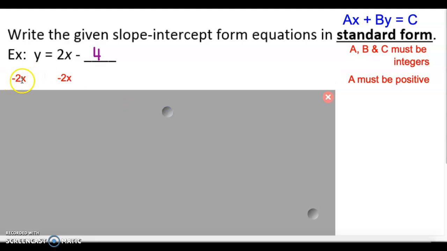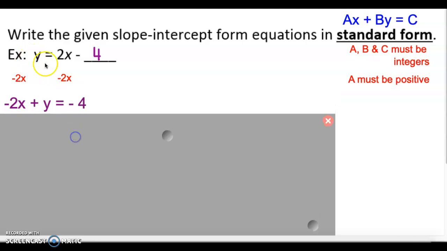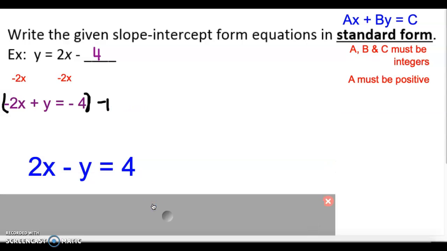So right now we've got negative 2x on the left-hand side, and we have a positive y, positive y because it's a 1 there, and that equals negative 4. So we're all good. We've got integers, except a is not positive. A is negative 2 right now. So what I need to do is multiply every single thing by negative 1, and one way we can do that is by putting brackets around the whole thing and putting a negative 1 on the outside. Or just switching the signs, and that gives us 2x minus y equals 4.